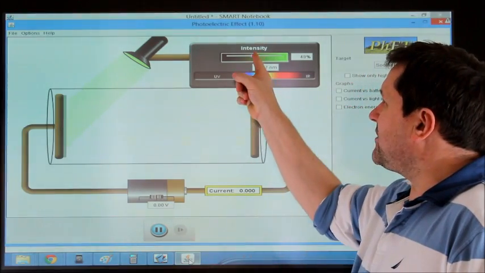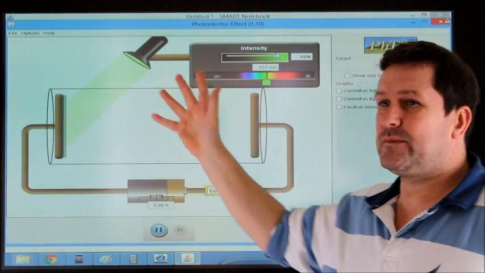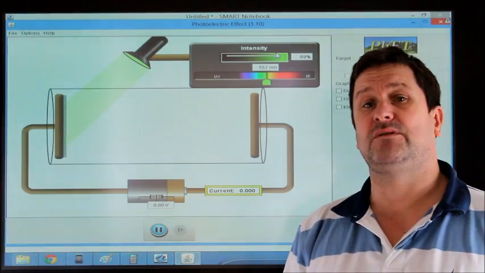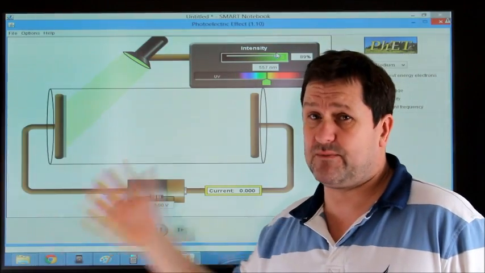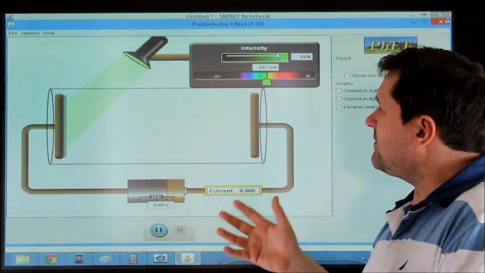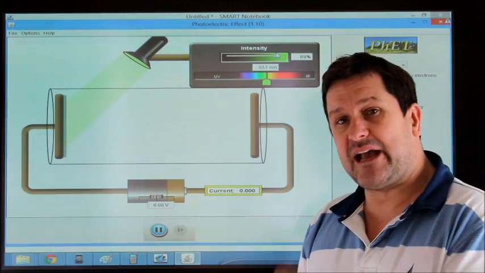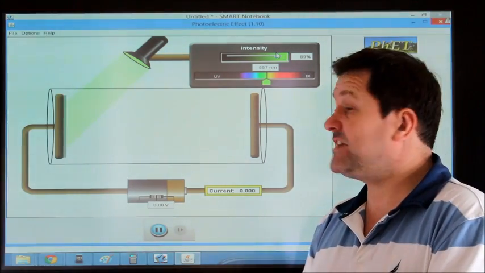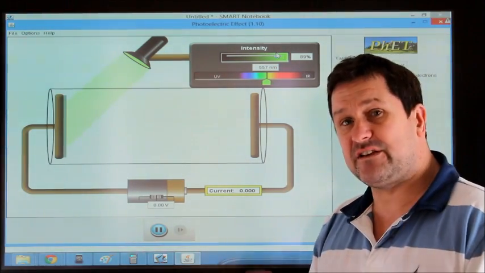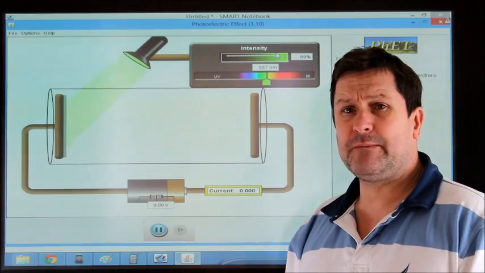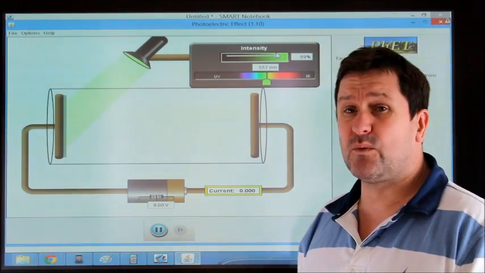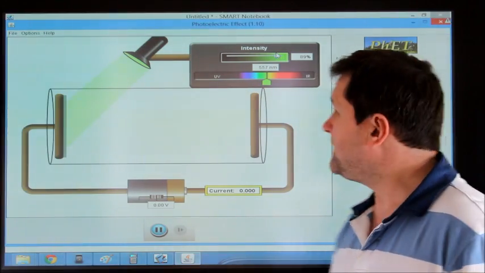Now, when I increase the intensity of the light, I still don't get any electrons being given off from the surface of the metal. That tells us that the energy, using E is hc over lambda, the energy of each photon is insufficient to overcome the work function of sodium.